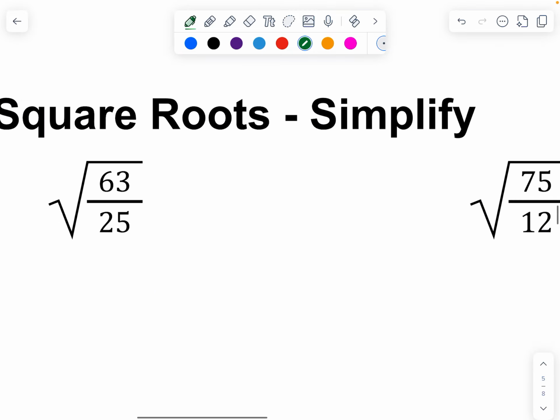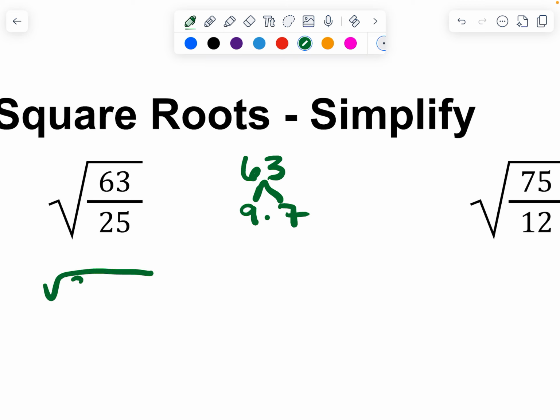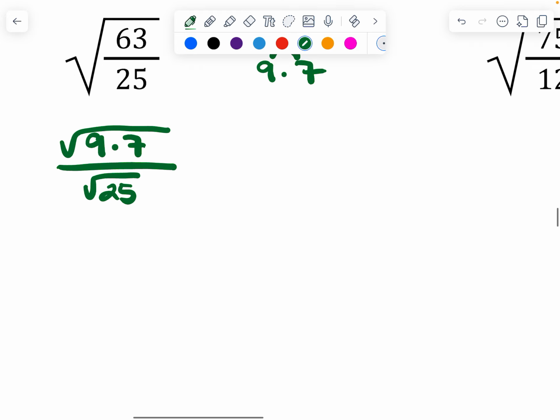Okay, so the next one. Well, 63. 5 doesn't go into that, so there's no way to simplify that. So I look at 63. That is 9 times 7. So I have the square root of 9 times 7 over the square root of 25. Square root of 9 is 3. You can't take the square root of 7 over 5.